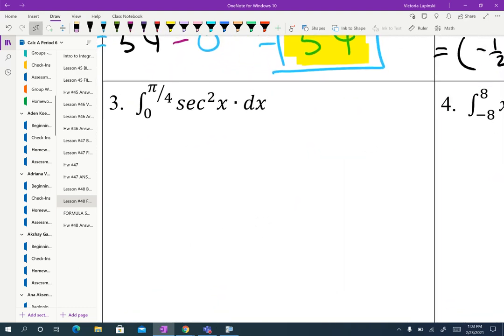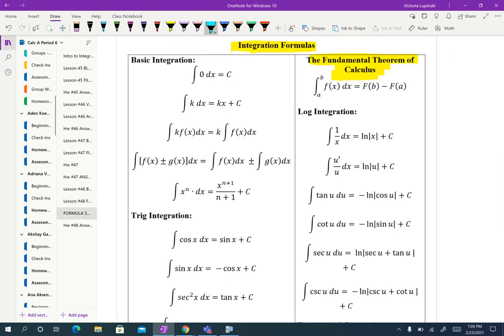So here in number 3, notice that you are trying to integrate the secant squared. Again, you offhand probably do not know the integration of the secant squared, but there's an app for that. There is a formula sheet. So you're going to go ahead and pull up your formula sheet.